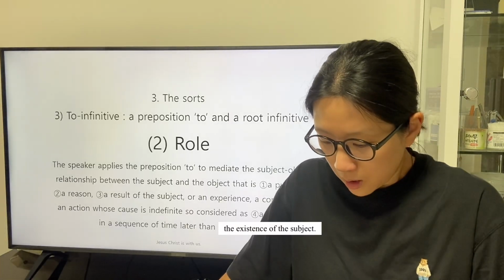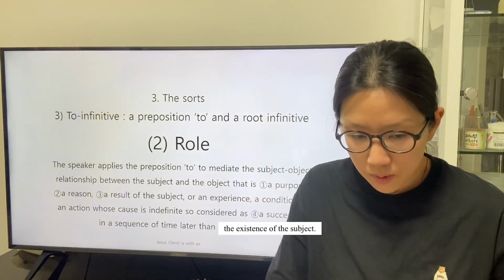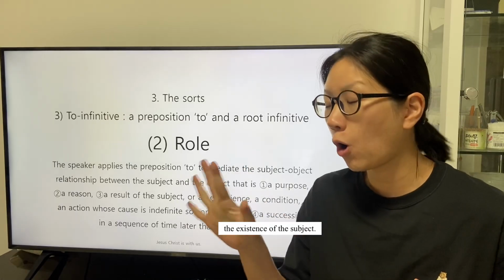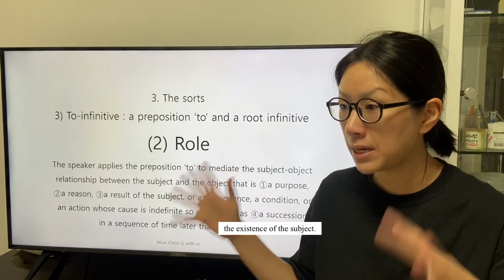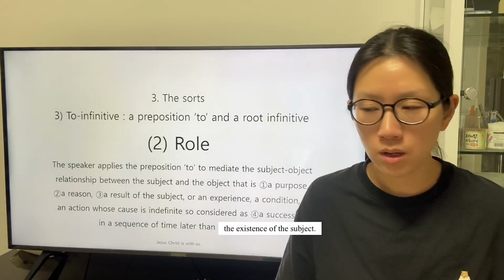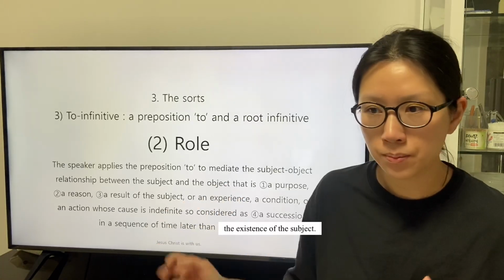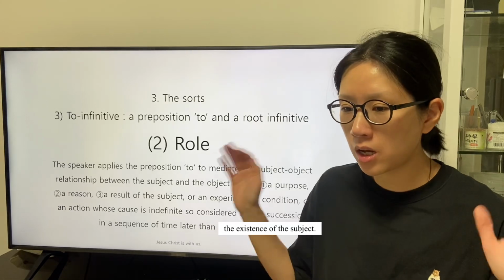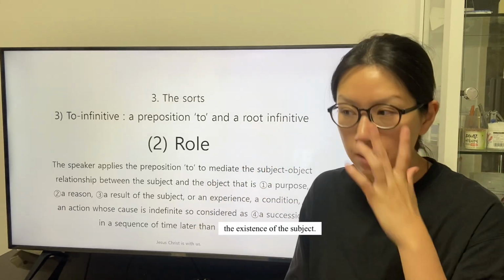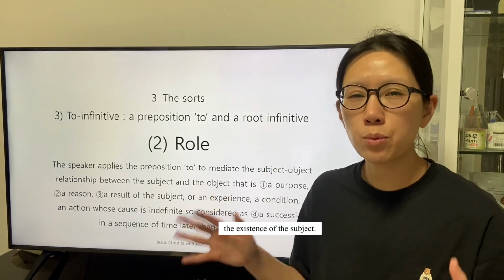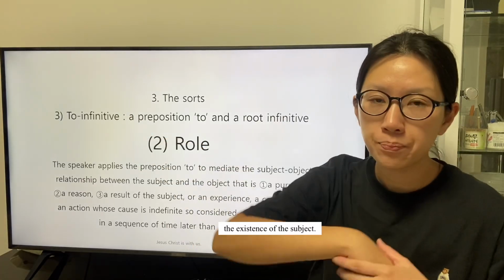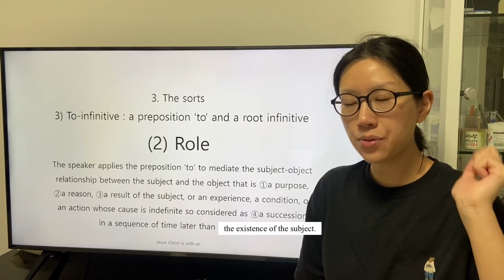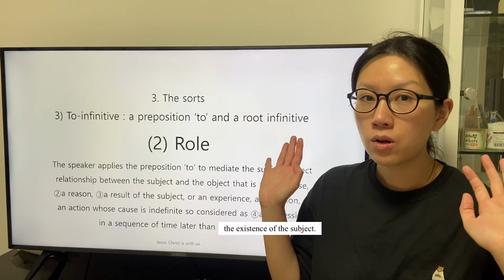So the fact that the combination of the preposition to and the object of the preposition to can be an indication or a description depending on the application in a clause can be the reason why we study the to-infinitive in the third sort, as the third sort of the adverb.